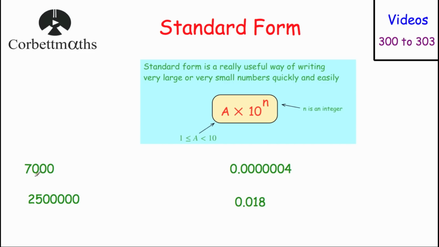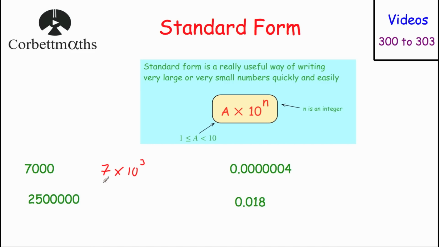So first of all, we had 7,000 and we wanted to write it in standard form. Well, a number between 1 and 10 to choose. Well, I'm thinking 7 would be a good choice, and then we're going to multiply it by 10 to a certain power. Now whenever we have a whole number and we multiply by 10, we add a 0 on. So 7 times 10 is 70 by adding a 0 on. If here we want to add 3 zeros on, so what we actually want to do is multiply 7 by 1,000, and that would be 10 cubed, because 10 times 10 times 10 is 1,000.